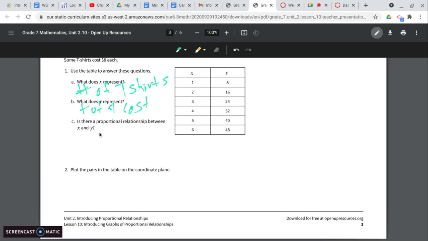Is there a proportional relationship between X and Y? So 8 divided by 1 is 8. 16 divided by 2 is 8. 24 divided by 3 is 8. 32 divided by 4 is 8. 40 divided by 5 is 8. 48 divided by 6 is 8. So yes, there is a proportional relationship. 8 is the constant of proportionality.